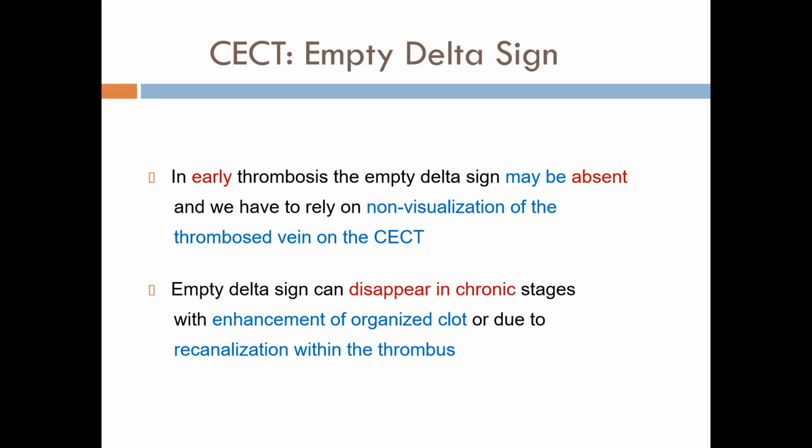In early thrombosis, the empty delta sign may be absent. In that scenario, we need to see the complete venogram in the CECT setting, because only 30% of patients will have an empty delta sign. So if the empty delta sign is not there, it does not mean the patient does not have CVT. You should look at the venous tree also. In the chronic stage also, the empty delta sign will disappear due to recanalization of the thrombus after the treatment. Okay, next slide.